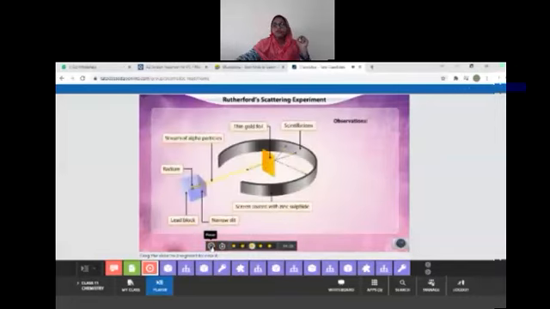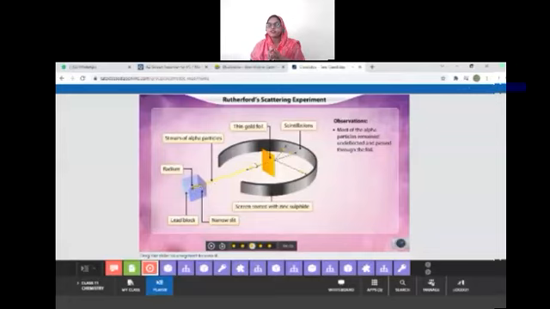So the alpha particles were allowed to fall on the gold foil, and these radiations were scattered, and how they were scattered was identified using the zinc sulfide screen. Now, what is the first observation? There are mainly three observations that were made by Rutherford.